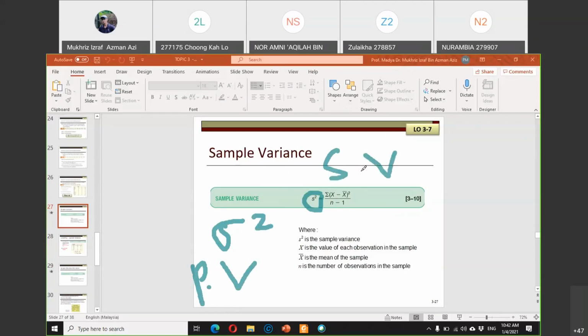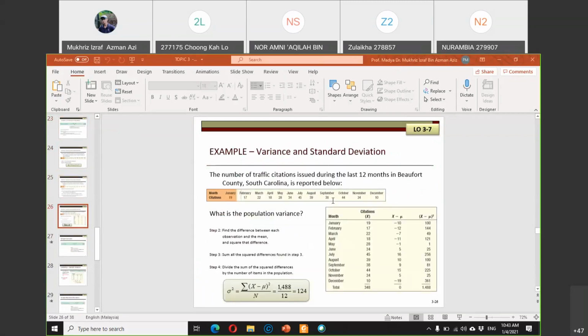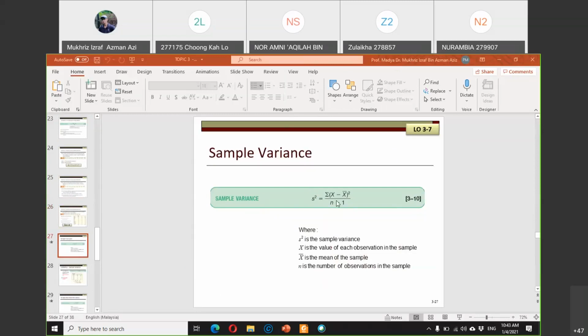So in terms of the formula, not just the symbol changes, but also the formula. You notice that the denominator now is n minus 1 instead of just dividing by n. If you look at the formula for population variance, the numerator is the same, summation of x minus mu squared, but this one is divided by N. Of course, the capital N denotes population data. We just divide by how many observations are in the data. But for sample variance, you need to divide by n minus 1.